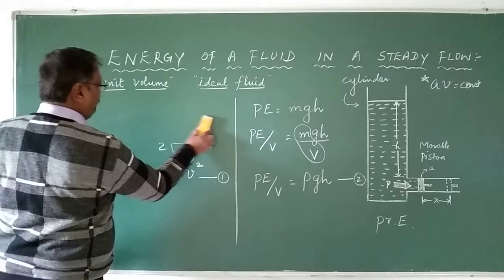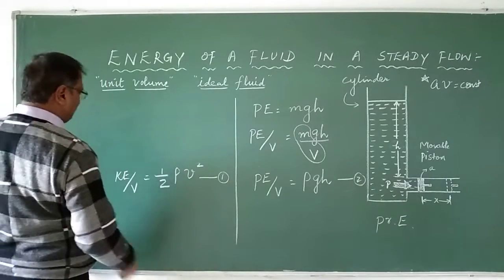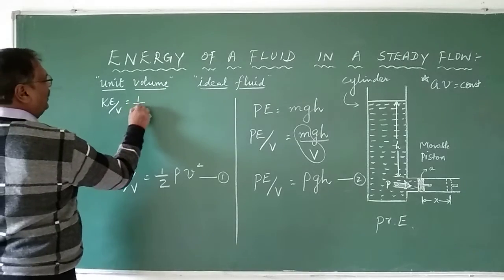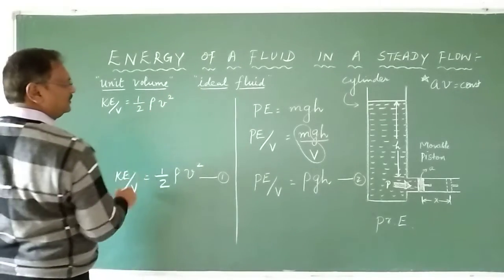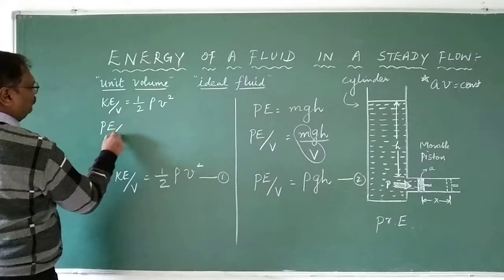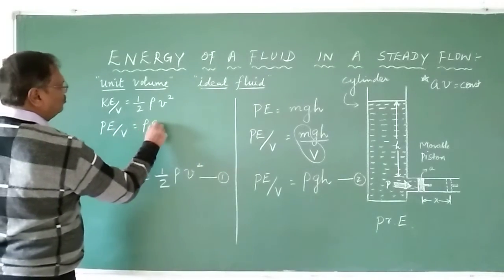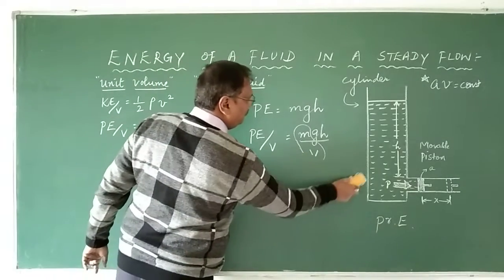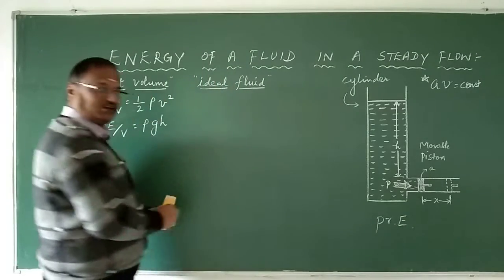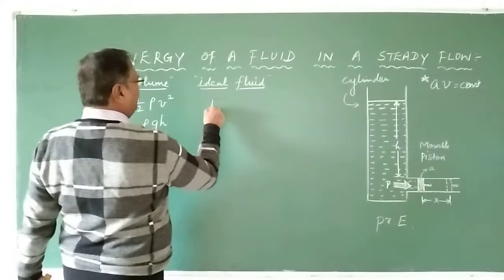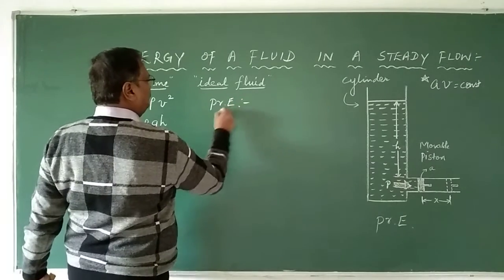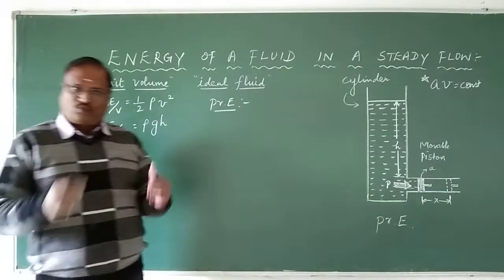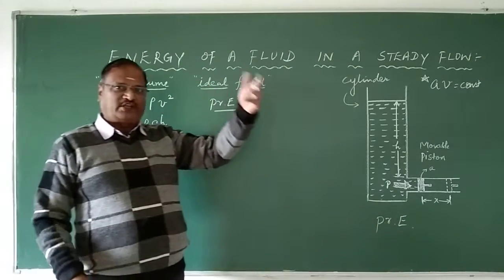So let me erase this part here and take only the result. Kinetic energy per unit volume is equal to half rho v square. Similarly, potential energy per unit volume is equal to rho g h. Okay, now our last point is that we want to calculate the pressure energy. Now, pressure energy is nothing but work done. Energy and work are two sides of the same coin.